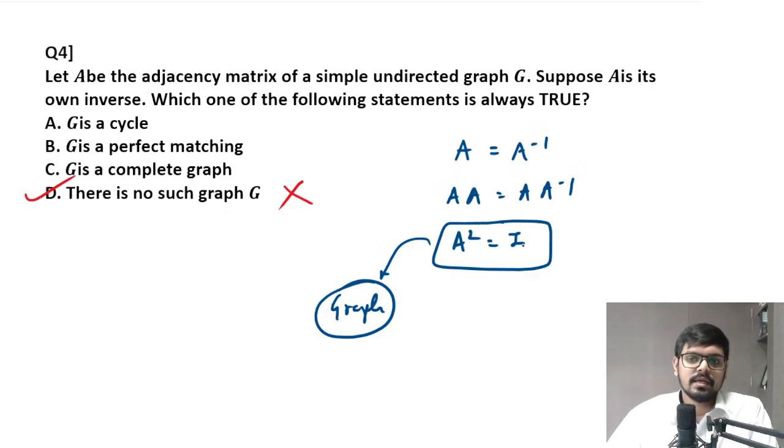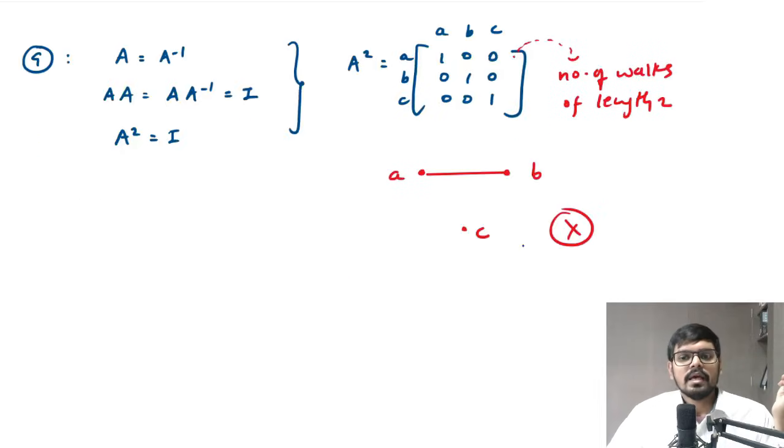If yes, then you might have tried with 1 vertex, 2 vertices, 3 vertices, and you failed to get such graphs. One of the examples, I tried with 3 vertices A, B, C. So what is A square actually telling? All these entries are the number of walks of length 2. So for A to A, you will get a walk of length 2 and only one such walk. So I can see an A to B connection should be there.